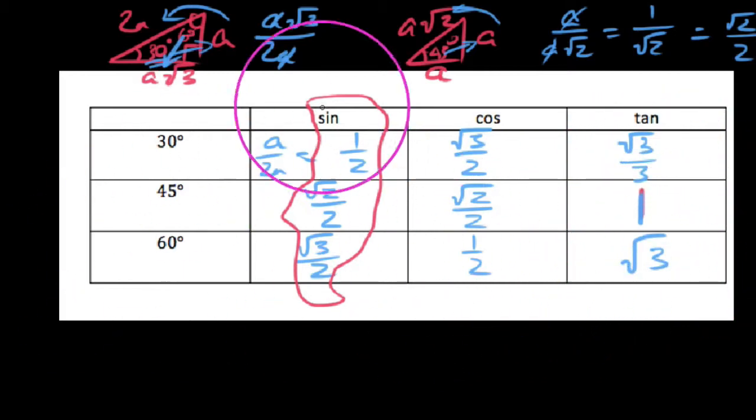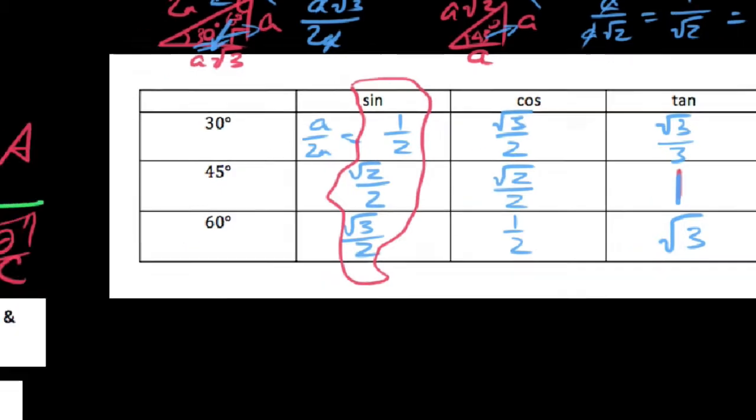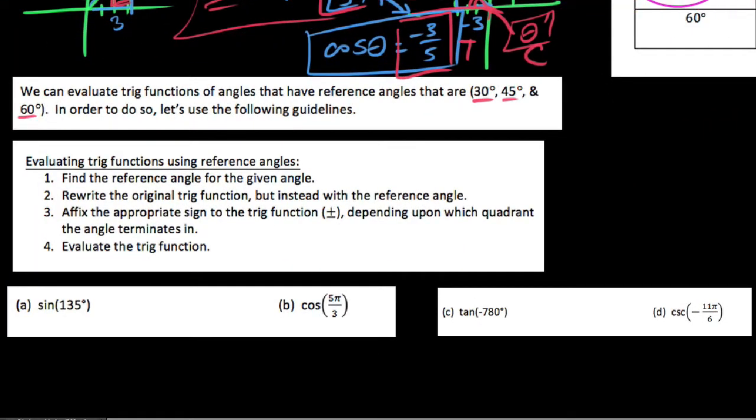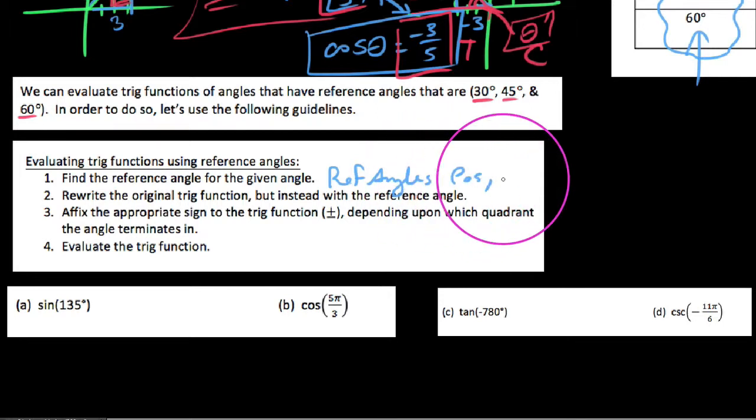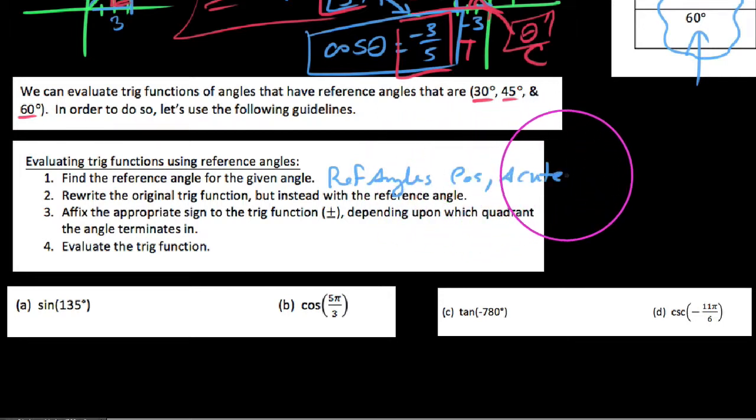What I want to do is use reference angles to evaluate the trig function of any angle. And any angle that has a reference angle that's any of these, we're going to be able to do very easily because we have these values memorized. So here are the steps that we go through in our process. Step 1, find the reference angle for the angle that you're dealing with. Of course, I'd rather deal with a reference angle. Why? Reference angles are positive and acute. We're very good at positive acute angles.